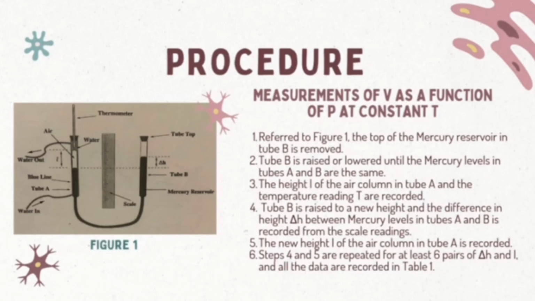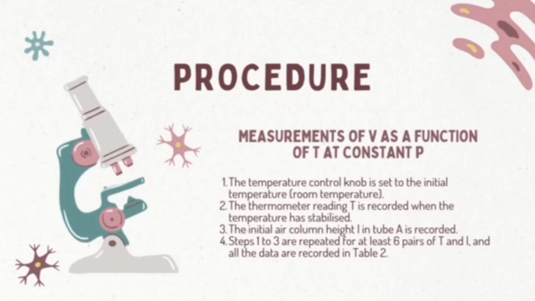Fifth, the new height L of the air column in tube A is recorded. Last, steps 4 and 5 are repeated for at least 6 pairs of delta H and L, and all the data are recorded in table 1.